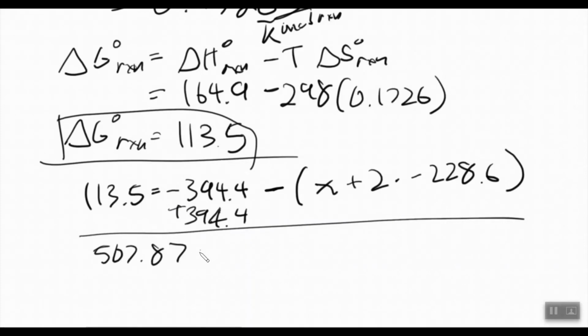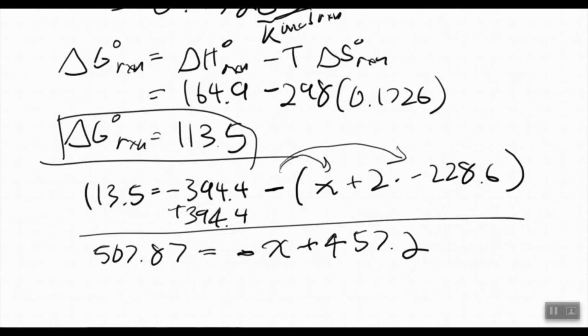507.87 is equal to negative. So let's actually distribute this negative twice. So it's going to be negative x, and negative times a negative is positive. So what's 2 times 228.6? Well, it's just 457.2. Now let's flip things around. X on the right side, on the left side by adding x to both sides. And let's subtract this number from both sides.